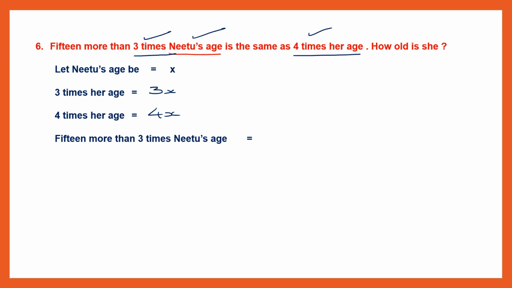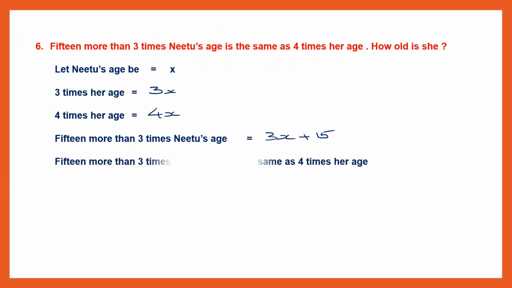Now 15 more than 3 times Neetu's age. So 3 times her age is 3x. 15 more than that means 3x plus 15. So that is 3x plus 15. So we got all these here. Now what does this say? It says 15 more than 3 times Neetu's age is the same as 4 times her age. So we're going to get an equation here. So now let's get the equation, that is 15 more than 3 times Neetu's age is the same as 4 times her age. Same means equal to, we can get an equation.